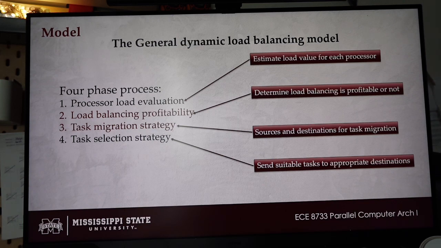The next phase is the task migration strategy. This phase determines the source and destination for task migration. And the last phase is the task selection strategy. This phase sends the suitable tasks to the appropriate destination.